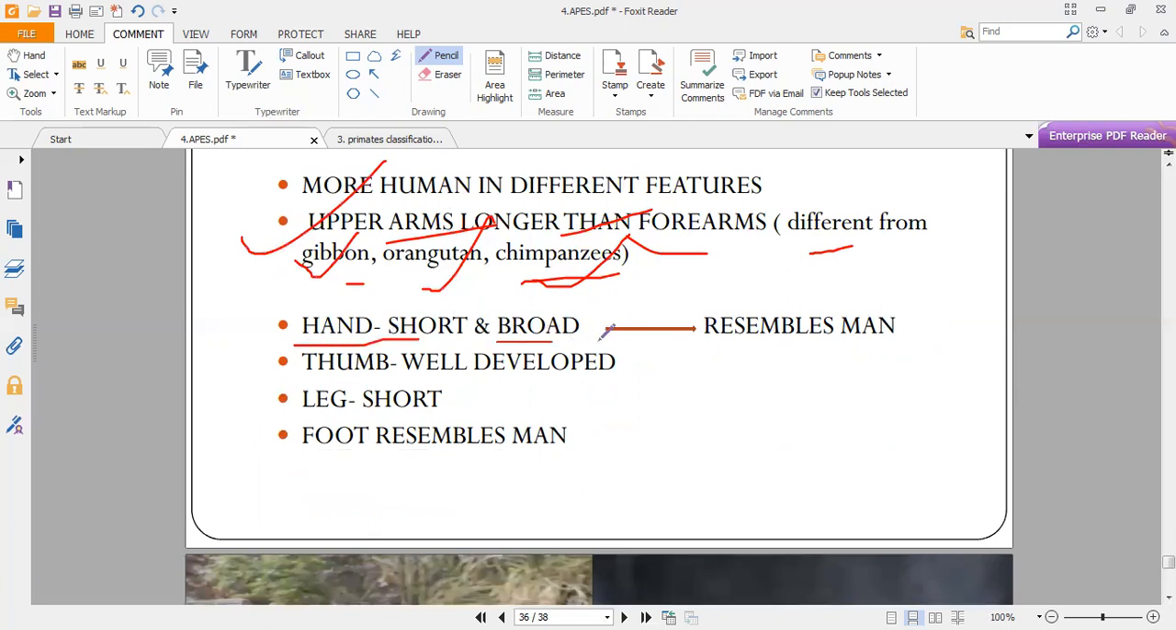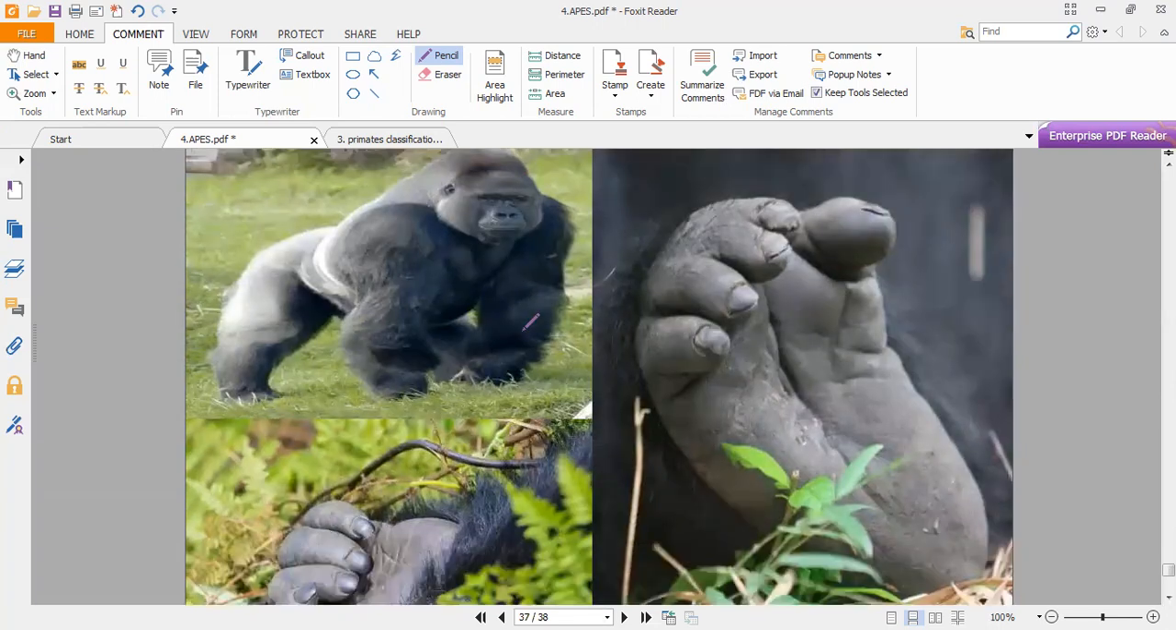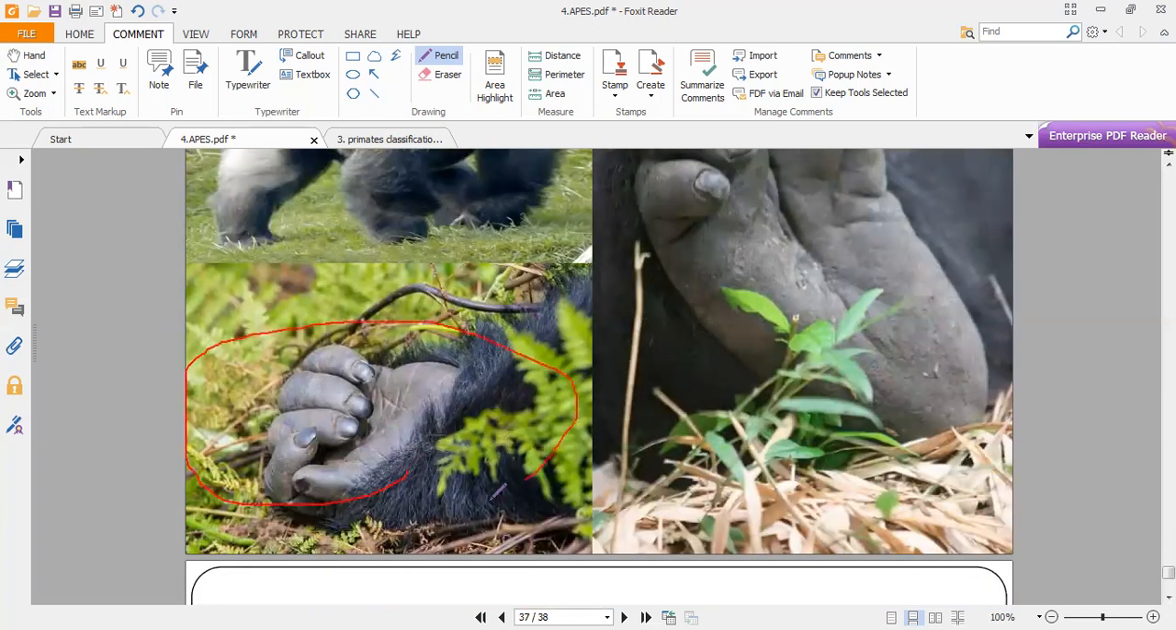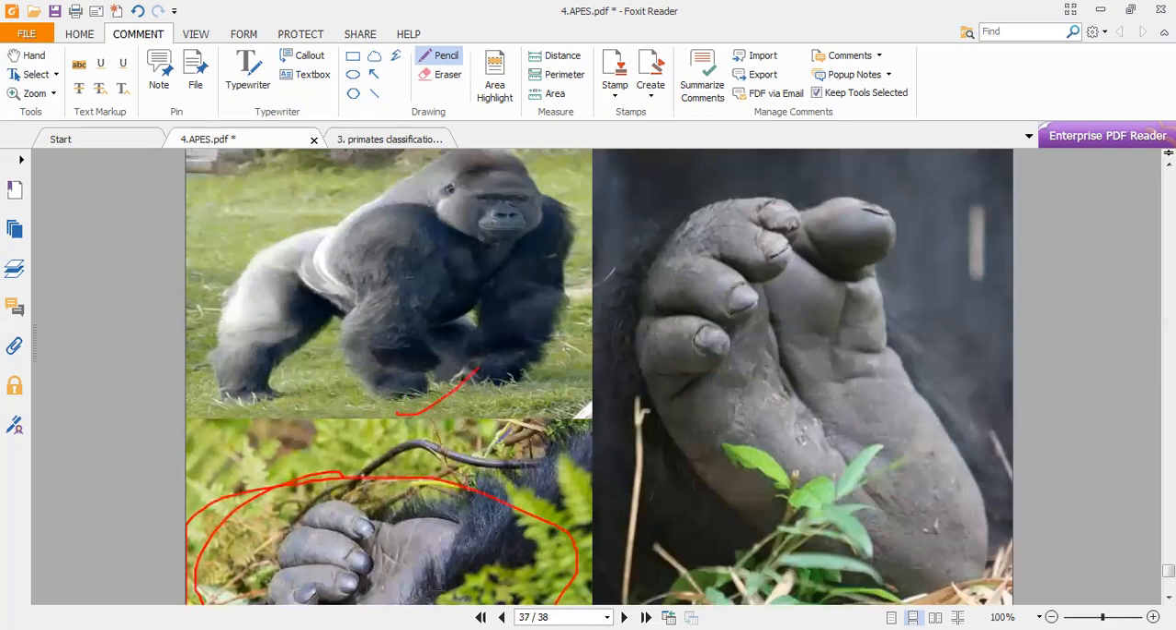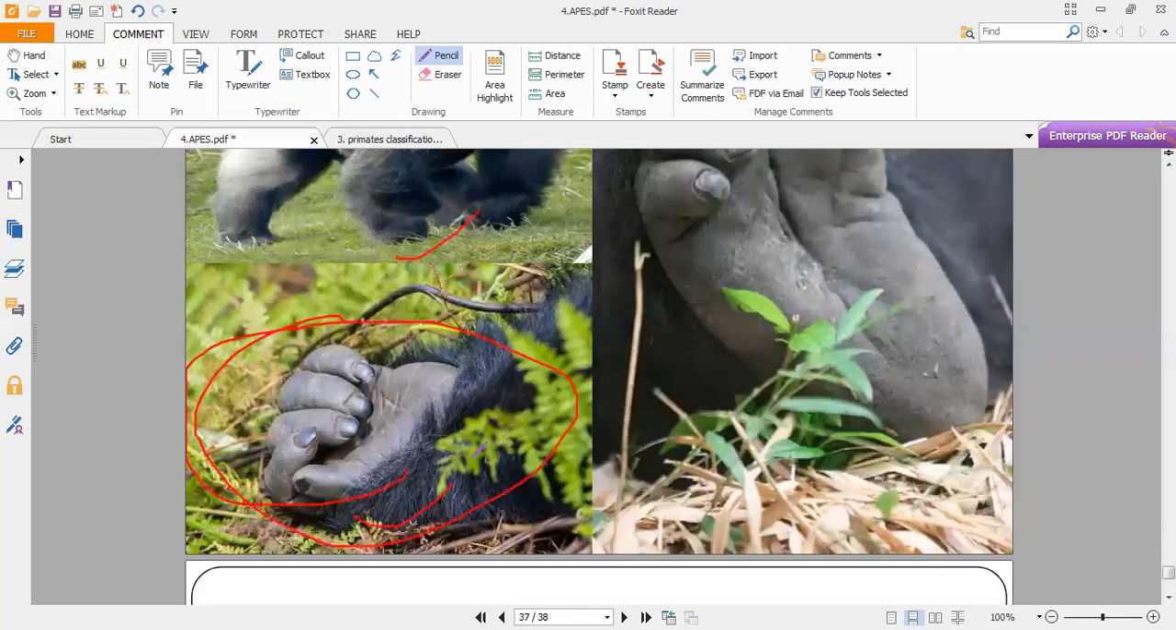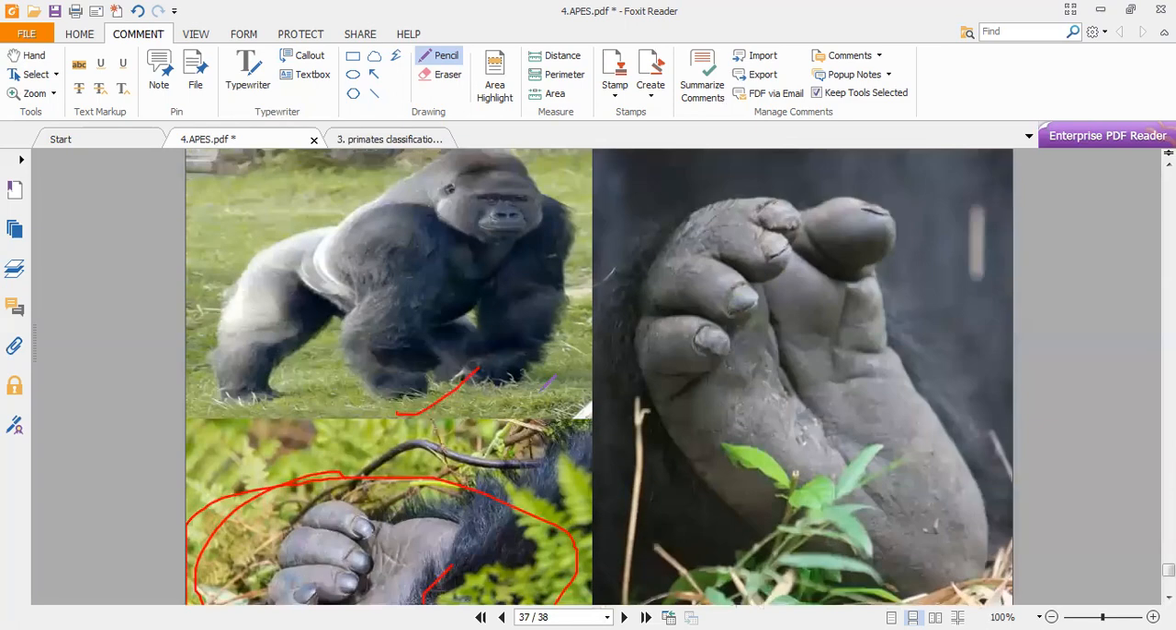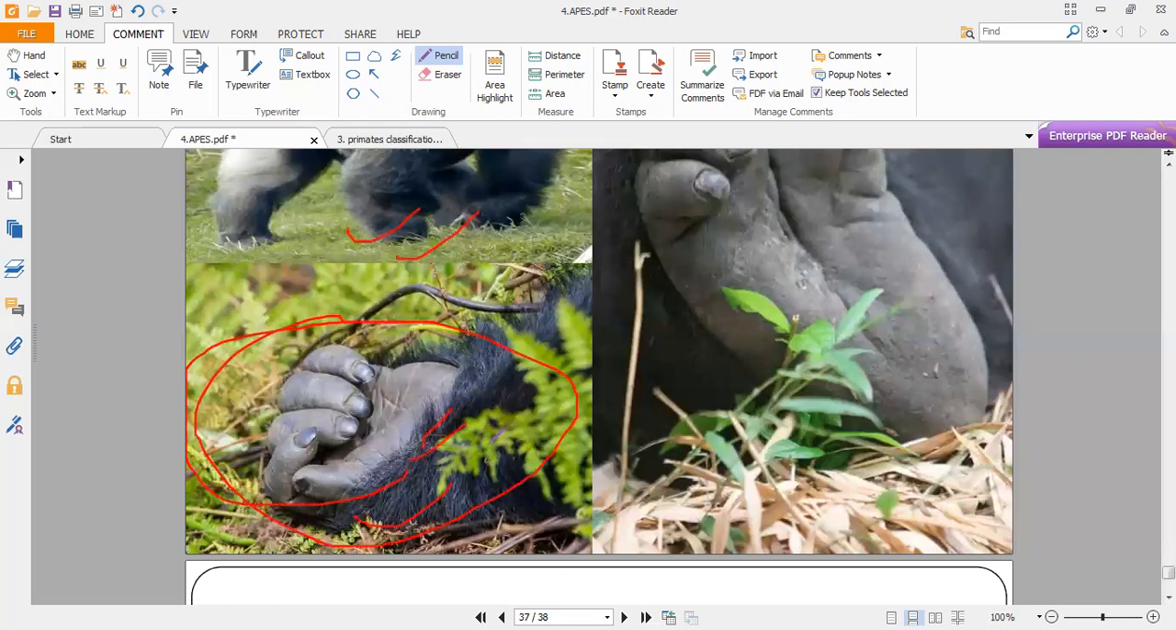Hand, it is short and broad, like men. We also have a short and broad hand. See, this is like humans. Short and broad hand. They keep their hand like this while walking. It is called knuckle walking. We'll talk about knuckle walking in the next classes. They use their hand like this while walking. At the time of walking, they keep it like this.